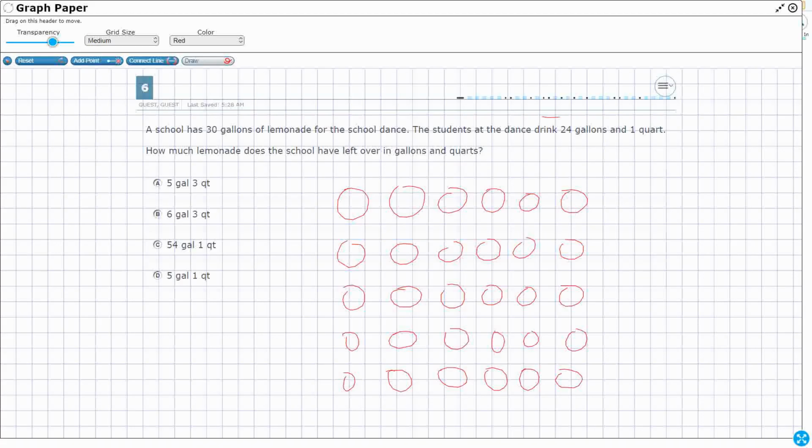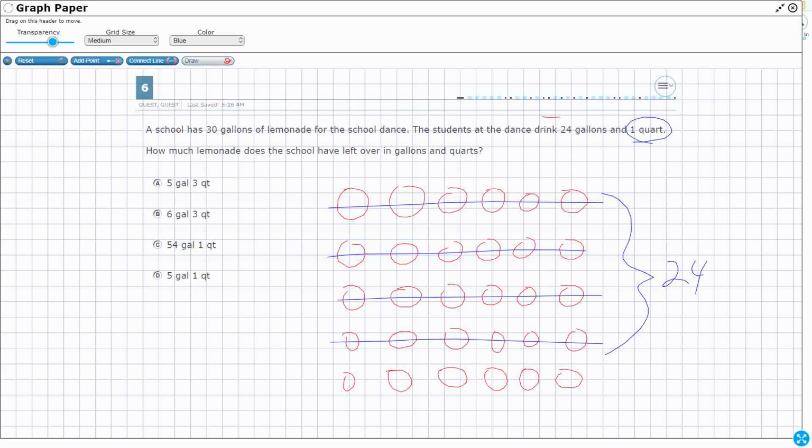Okay, so that means we're subtracting, we're getting rid of those. So let me get rid of 24 gallons, right? I've got rows of 6, so I'm going to take away 6, 12, 18, 24. So that's 24. Right, I've only got 6 left. And 1 quart. Okay, so that's where it gets tricky.